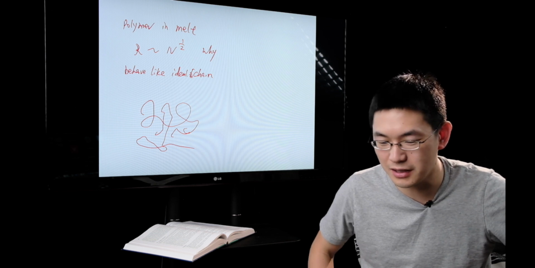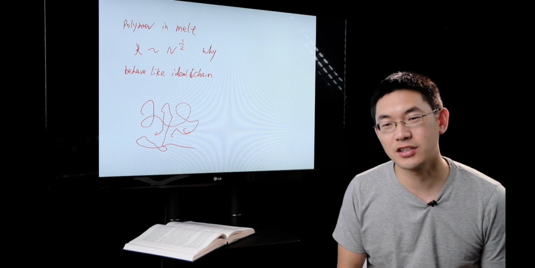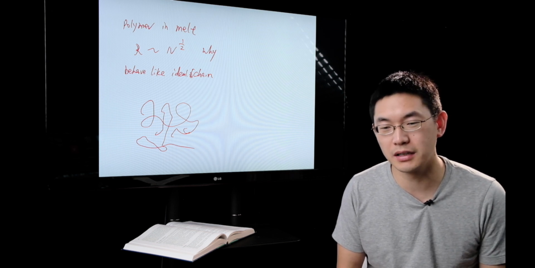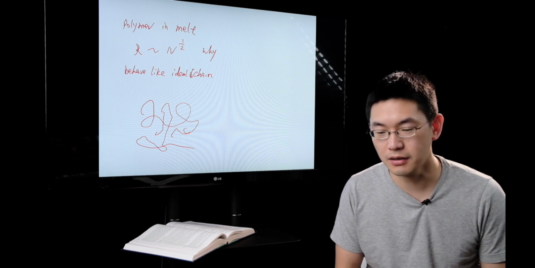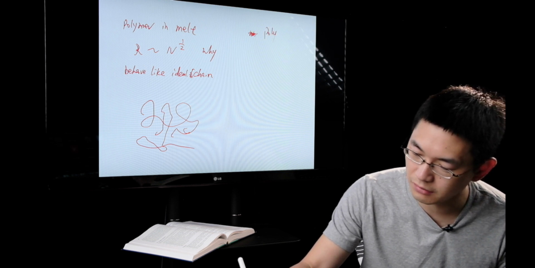And this is the reason that a polymer in the melt, despite the self-avoiding walk or the exclusion effect, is still able to adopt an idealized chain model. Okay? And we're also going to discuss a polymer inside a solvent.